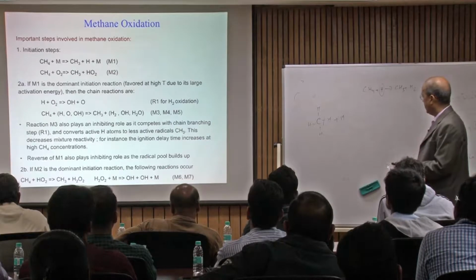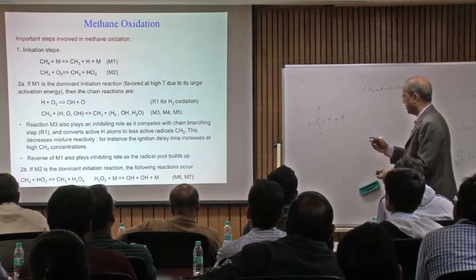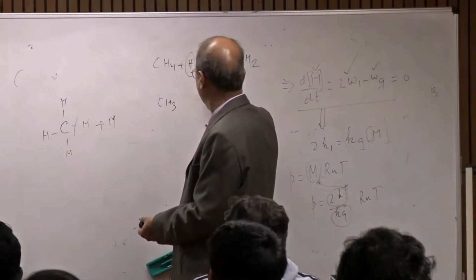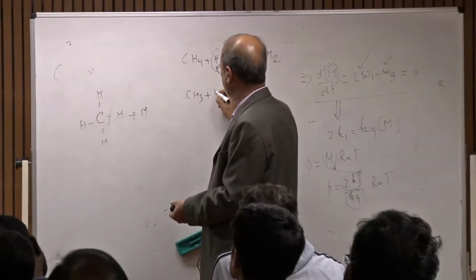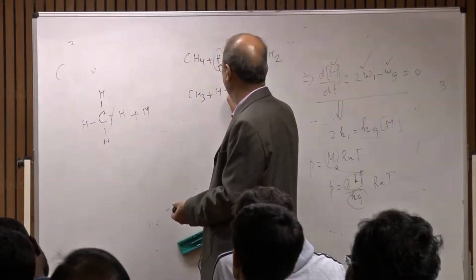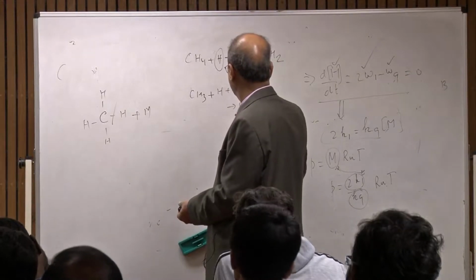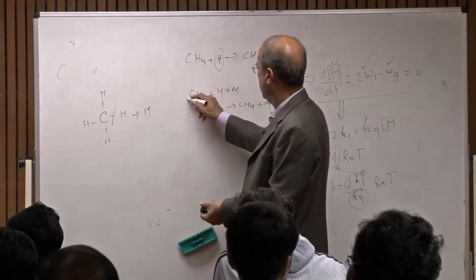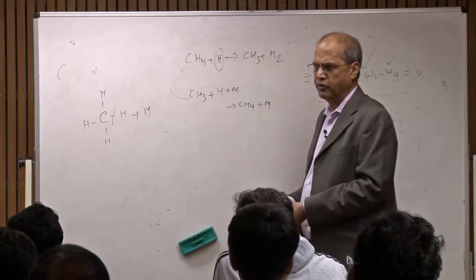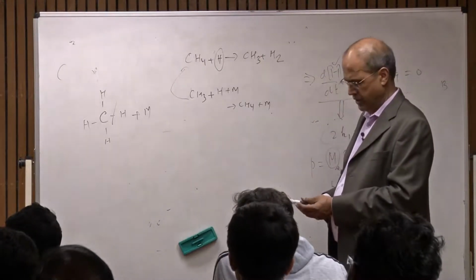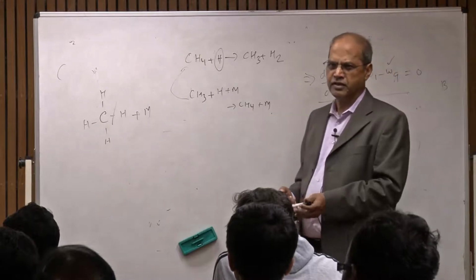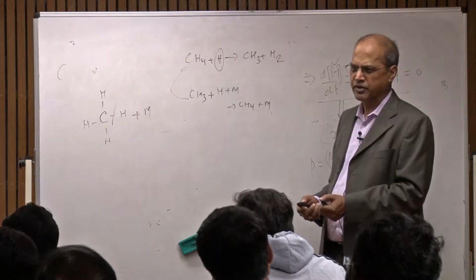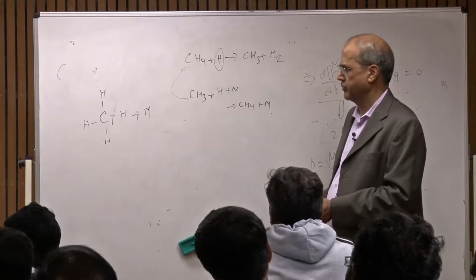And there is another reaction, the reverse of M1. What is the reverse of M1? CH3 is now produced, right? So CH3 can react with H and M to give you back CH4. Both of these reactions play the role of inhibiting the reaction. And that is the major reason that CH4 is very hard to ignite compared to other hydrocarbons. These are the two reactions mainly responsible for this.